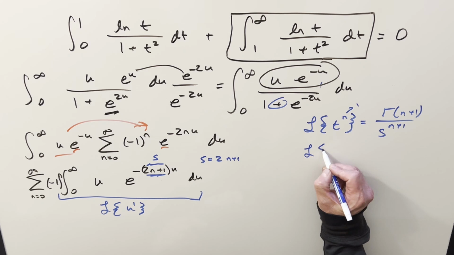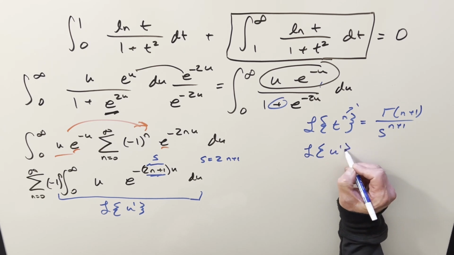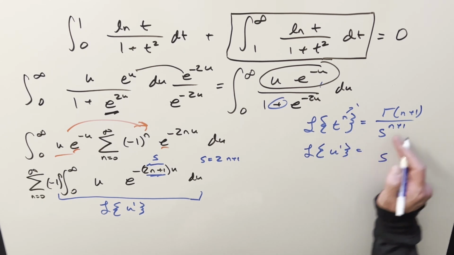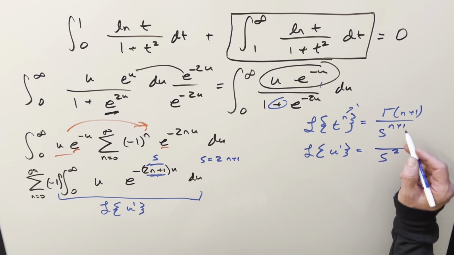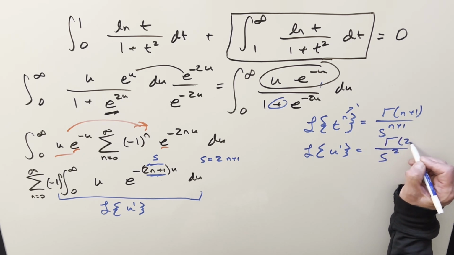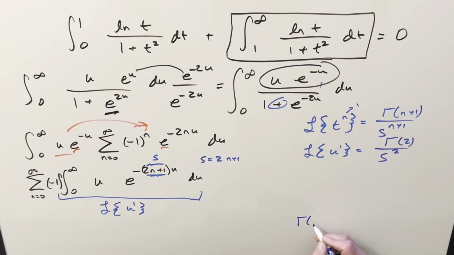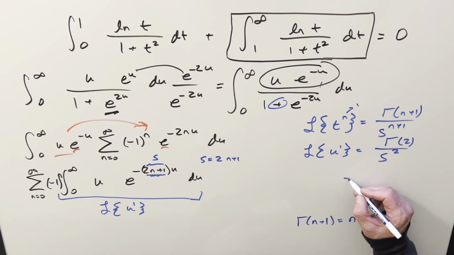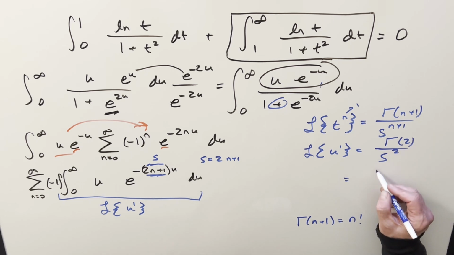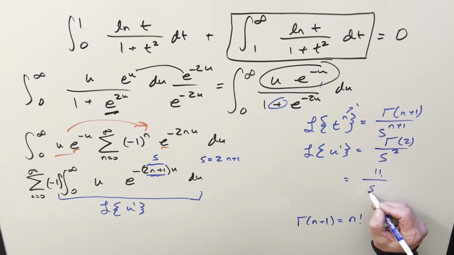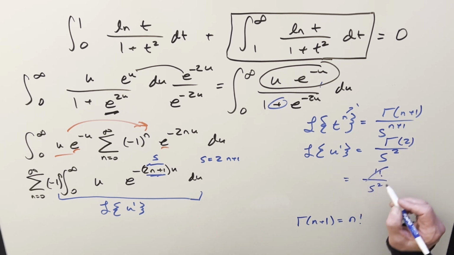So for the Laplace transform of u to the 1, it's going to be s to the 1 plus 1, that gives s squared, and then we're going to have gamma of 2 in the numerator. But for gamma of 2, we can relate that to the factorial. We have this formula that gamma of n plus 1 is the same thing as n factorial. So gamma of 2 is the same thing as 1 factorial, or just 1, so we get 1 over s squared.